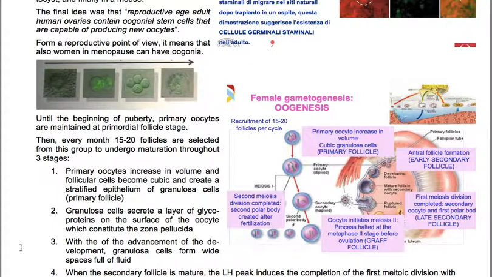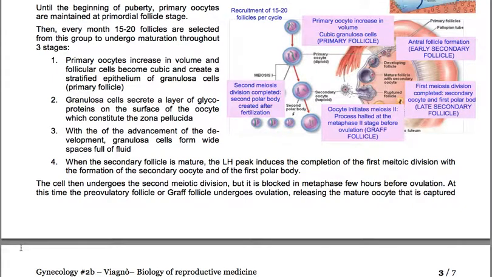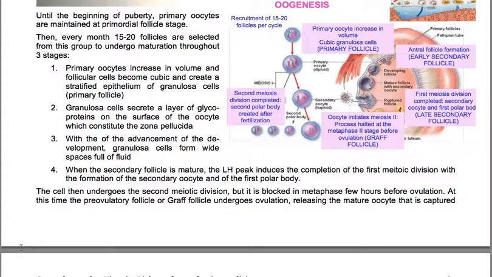With the advancement of the development, granulosa cells form wide spaces full of fluid. When the secondary follicle is mature, the LH peak induces the completion of the first meiotic division, with the formation of the secondary oocyte and the first polar body. The cell then undergoes the second meiotic division but is blocked in metaphase a few hours before ovulation.